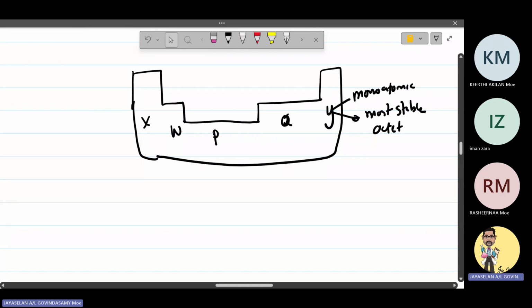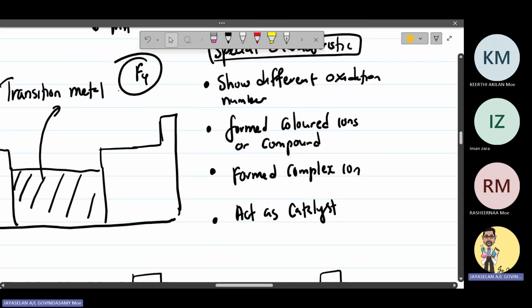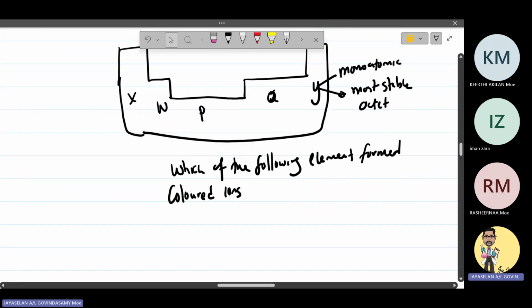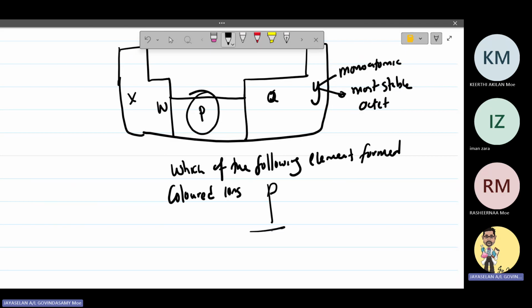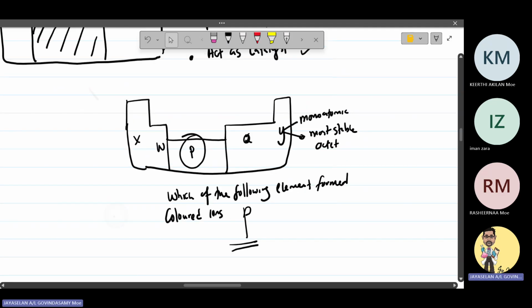We already learned that, right? Okay, they ask which of the following elements forms colored ion, or they show which of these shows different oxidation number, forms colored ion, forms complex ion, acts as catalyst. Your answer, choose from these, choose here. The answer is B. Any question? No question? Okay, so we continue.